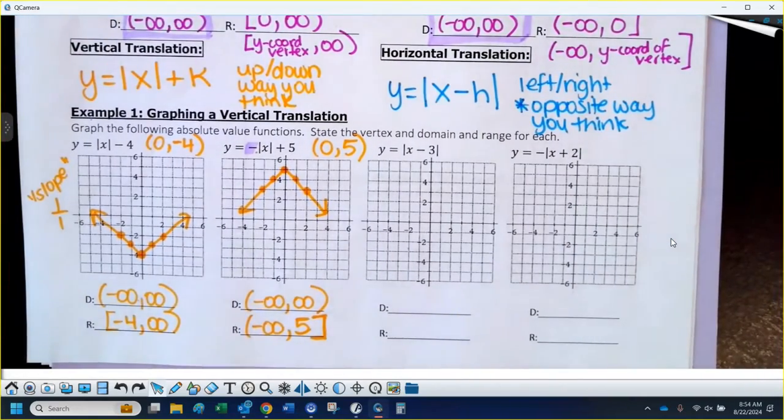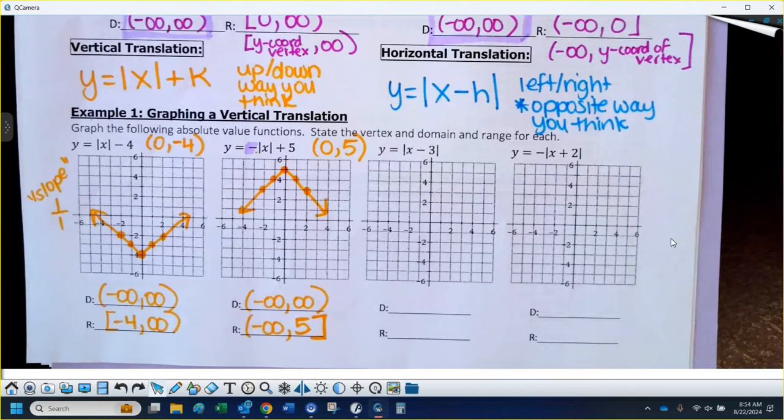When you're looking at an absolute value, a square root, a quadratic, they all have these same properties. We're going to do all kinds of stuff with these graphs this year. But inside the operation here is absolute value with the x. It moves the opposite direction of what that looks like. So, like if I look at my example here, I've got y equals absolute value of x minus 3.